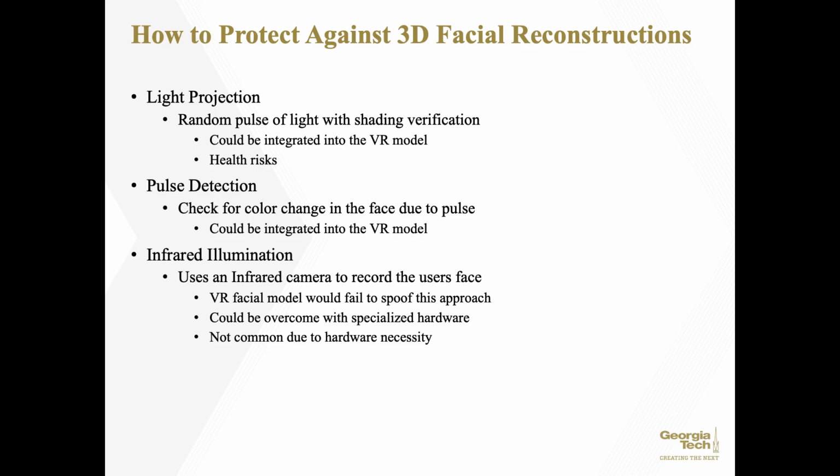The most secure method is the final, infrared illumination. This requires there to be an infrared camera to detect the heat and determine it's a real person. This would successfully defeat our VR facial model. However, this also requires additional hardware, which makes it more expensive and harder for companies to implement. There is, however, one company that currently has this security feature implemented, and that is Microsoft, for Windows Hello.